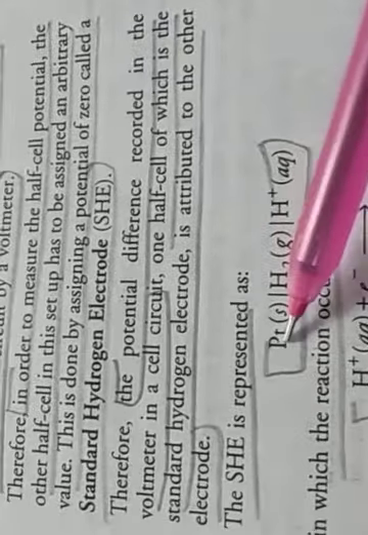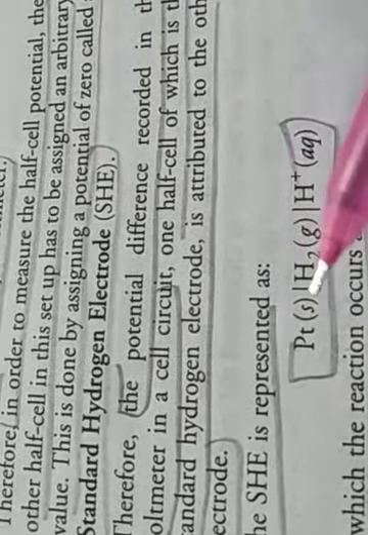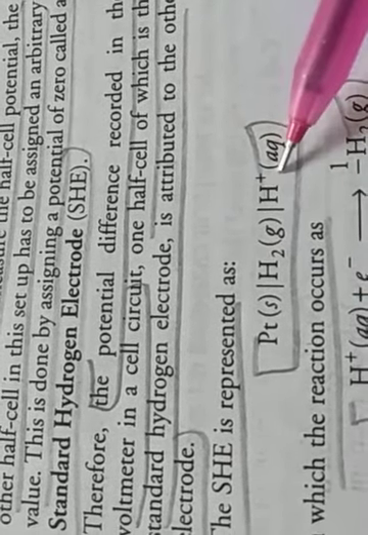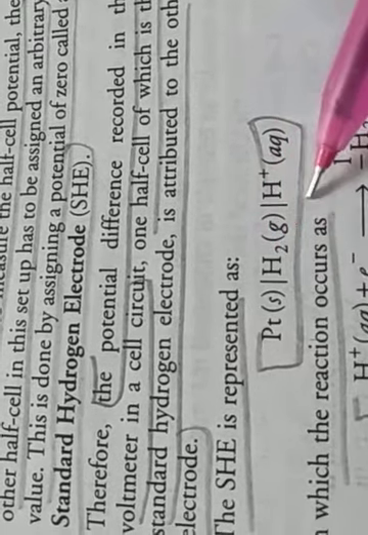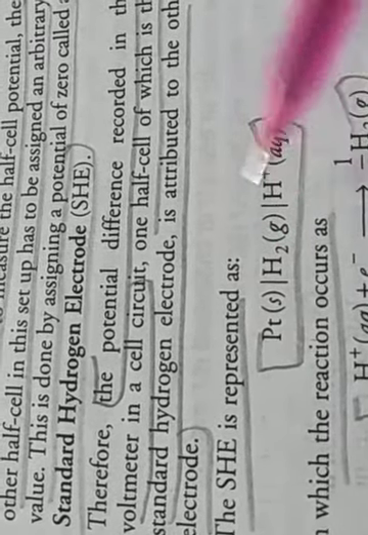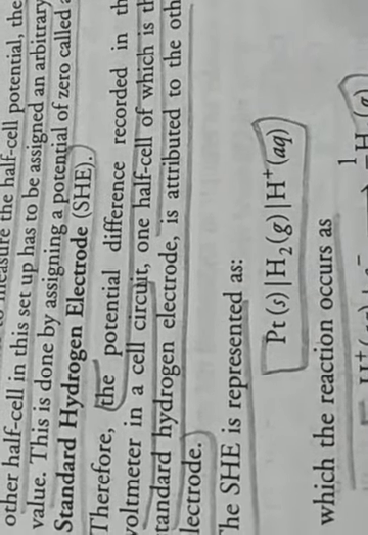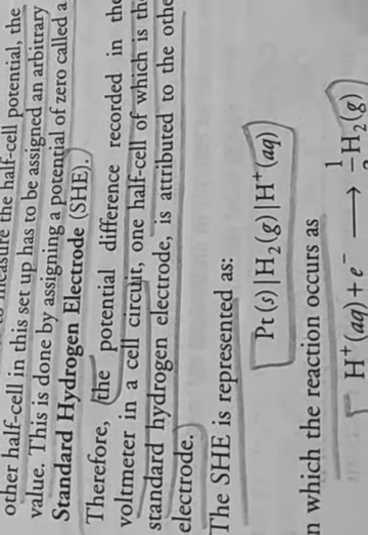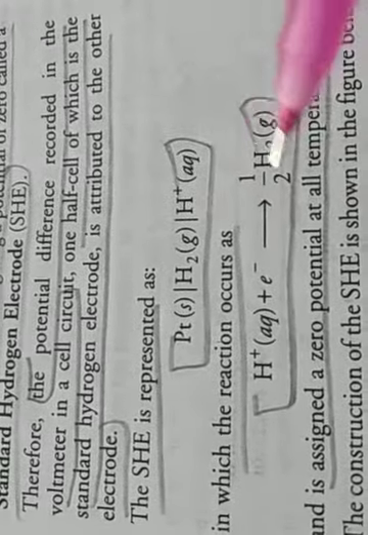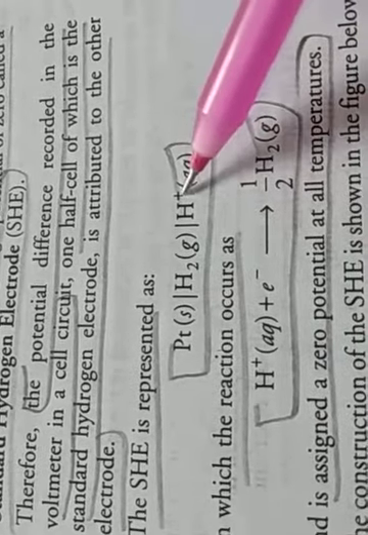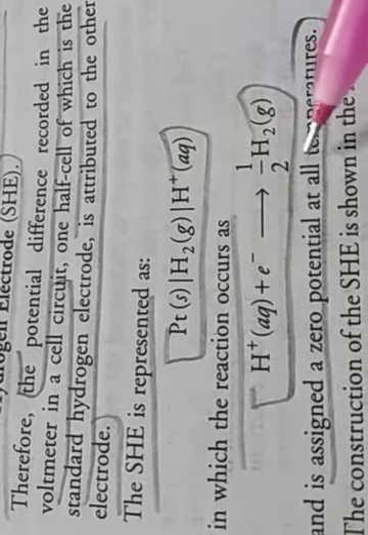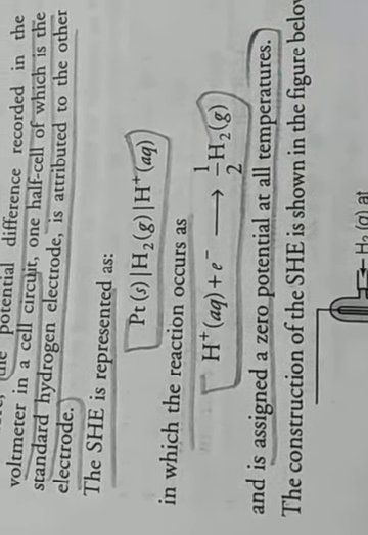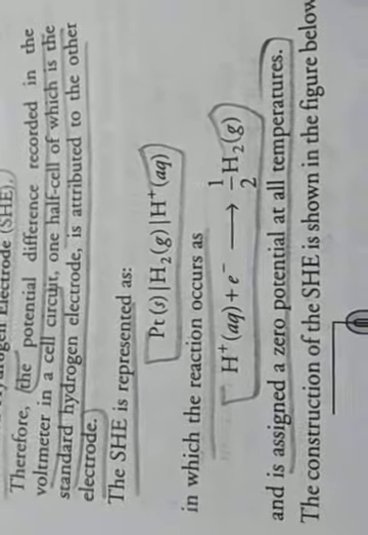The standard hydrogen electrode is represented with a platinum electrode, which is solid, and hydrogen gas converting into H+ ion. On one side is this standard hydrogen electrode, and on the other side we find the potential of the other electrode. The reaction that occurs is H2 converting into H+, or H+ gaining an electron and converting into half H2 gas. It is assigned 0 potential at all temperatures. So we call it the standard hydrogen electrode.